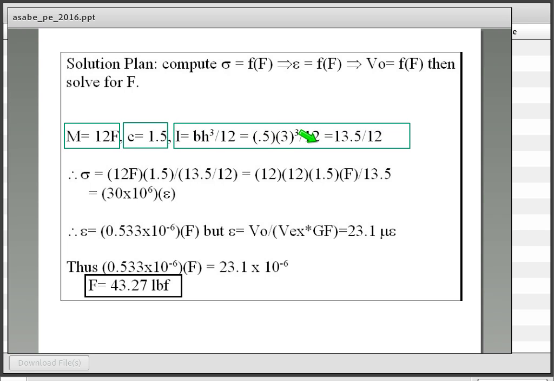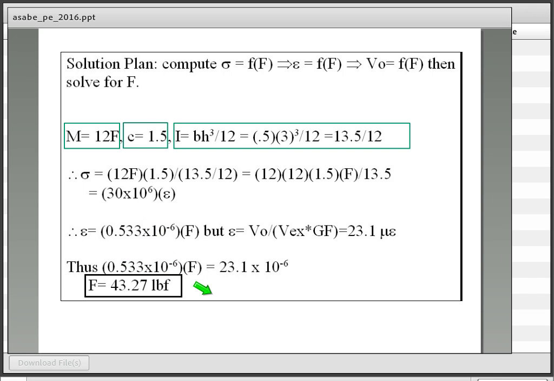We can calculate our area moment of inertia, and we can calculate our strain here based on our voltage to be 23.1 microstrain. That would be 23.1 times 10 to the minus 6 inches per inch here. And if we plug that into our equation above here, we get that that force was 43.27 pounds of force.